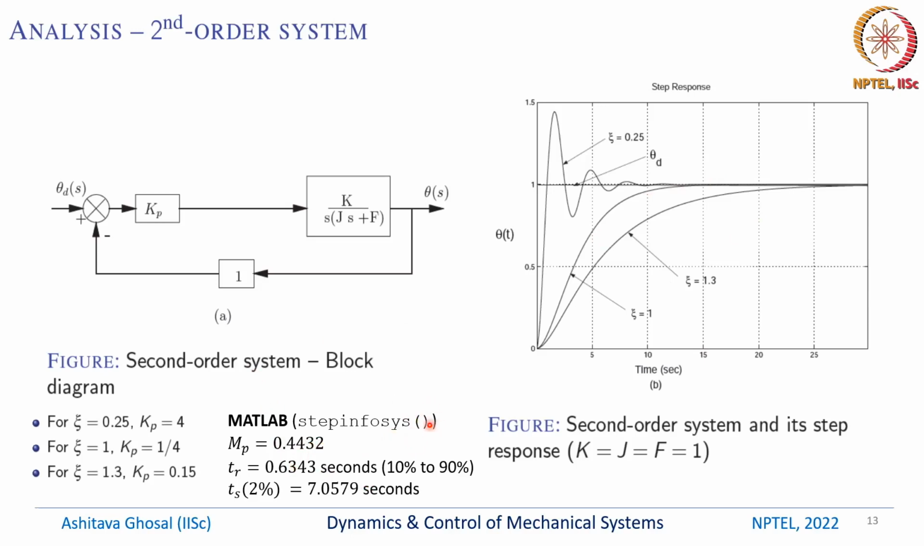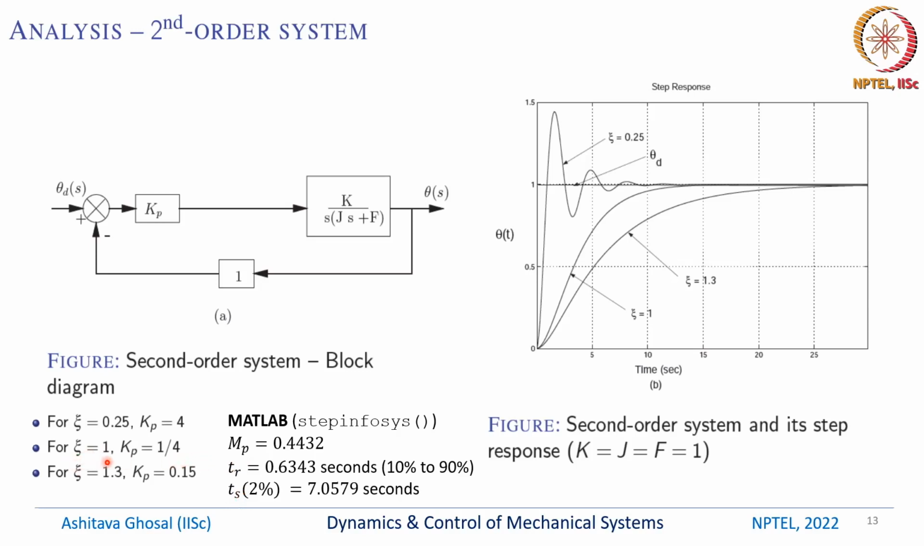if you go back and look at MATLAB, which is available to all the candidates of this NPTEL course for free, you can simulate this second order system. We can substitute k, j and f equals 1, and then you can obtain what is the peak overshoot, what is the rise time, and what is the settling time.